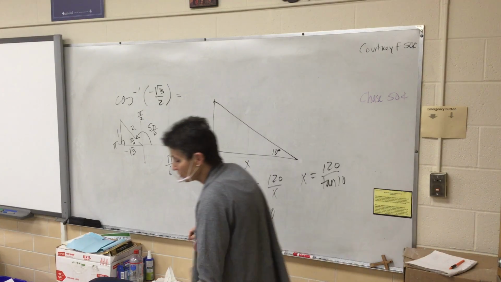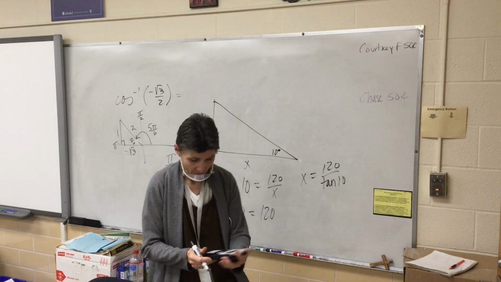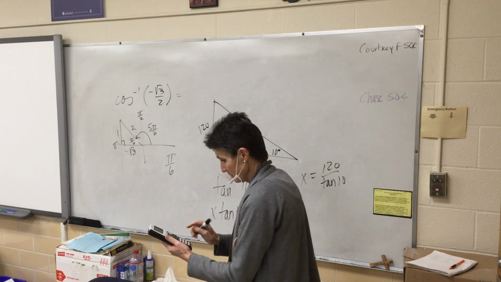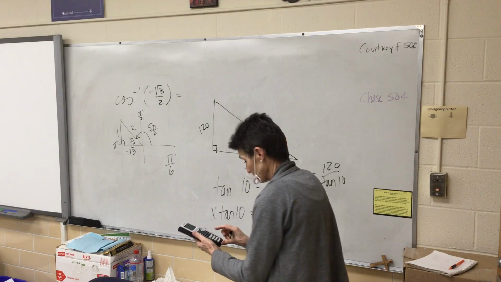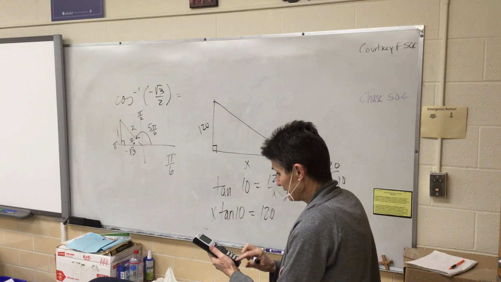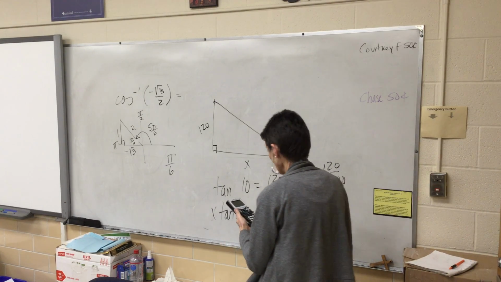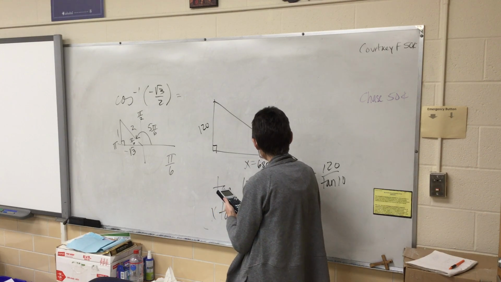Now, that is a degree measure, so I have no idea how your calculator's set, but you're going to want to make sure that you're set in degrees. And then 120 divided by tan 10. So I got 680.55 feet. Is that what you got?